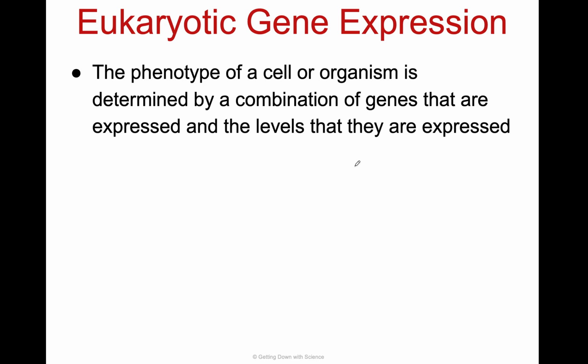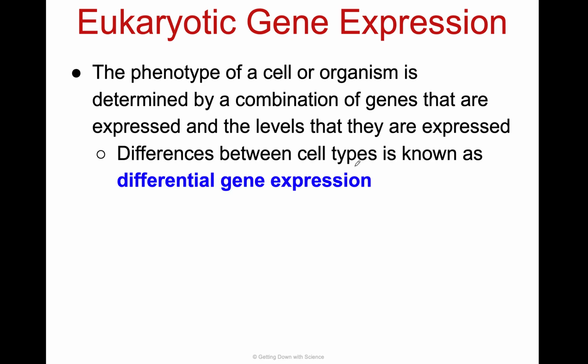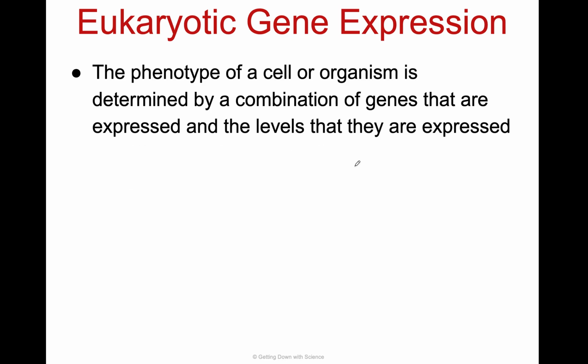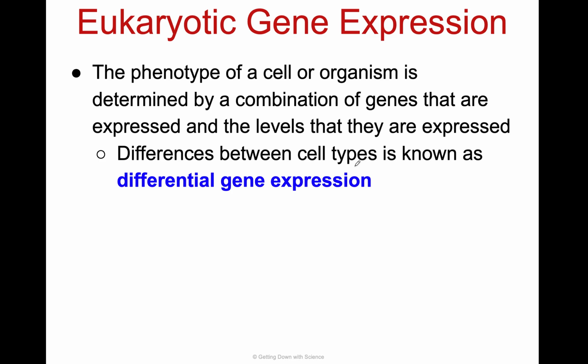So the phenotype of a cell or an organism is determined by a combination of genes that are expressed and the levels at which they are expressed. What? That doesn't make any sense. Essentially, the phenotype is determined by multiple genes that come together and are expressed at different levels. We saw that with non-Mendelian genetics, like codominance and incomplete dominance. It's multiple genes that are determining a phenotype.